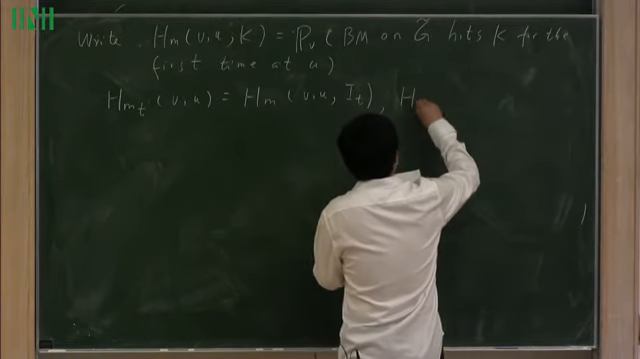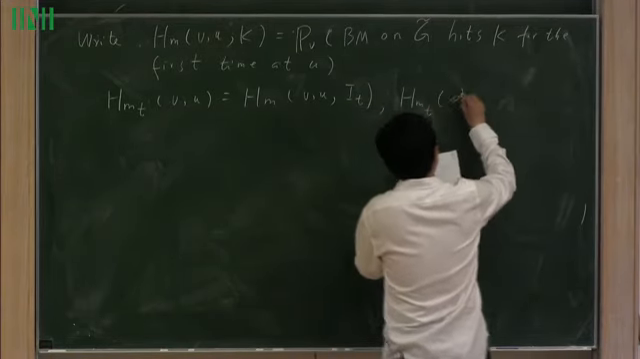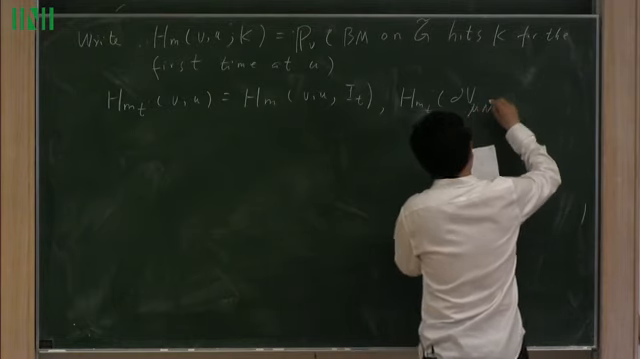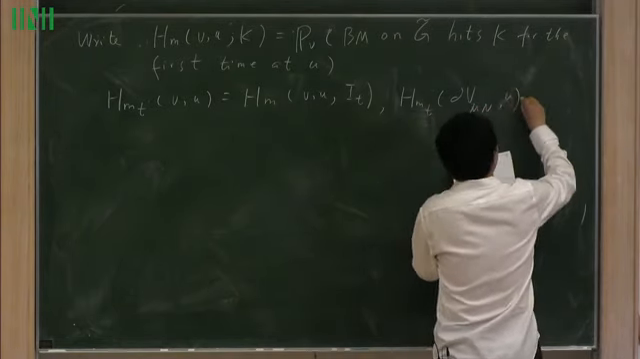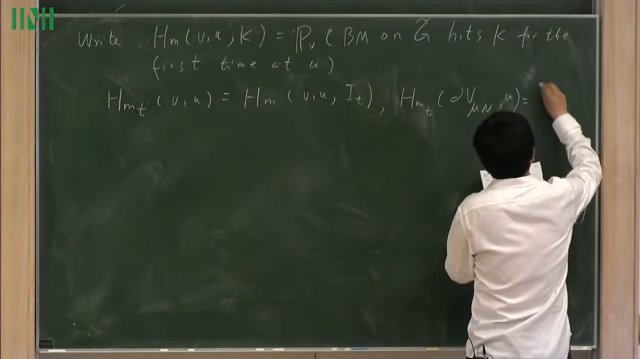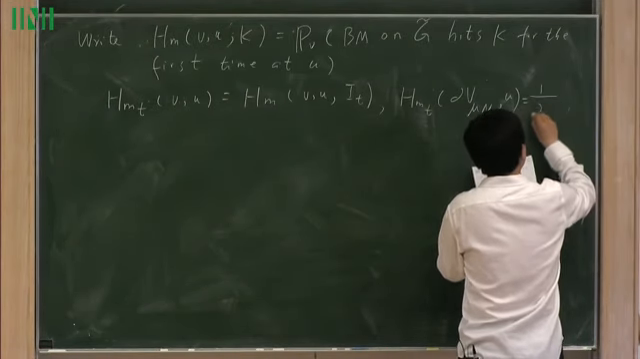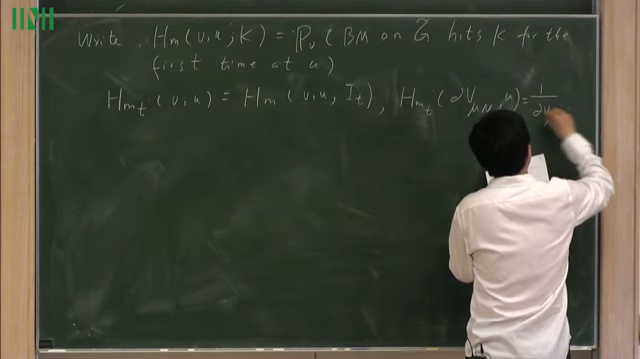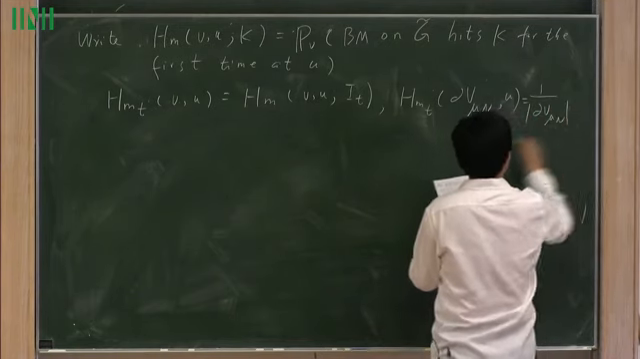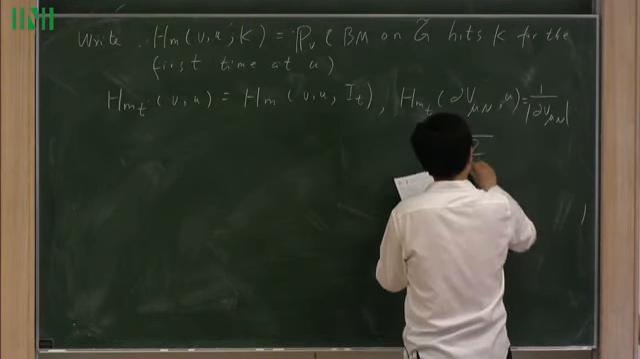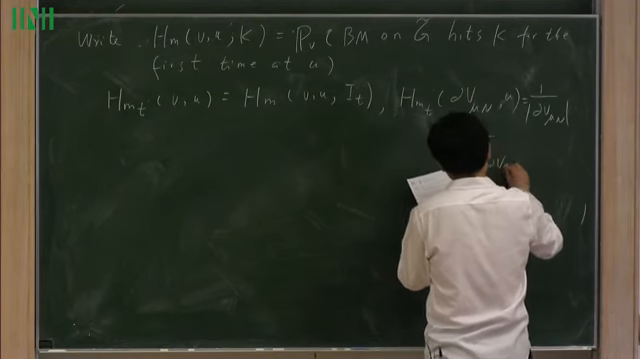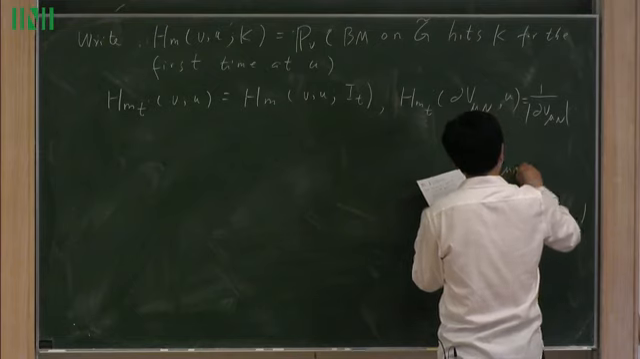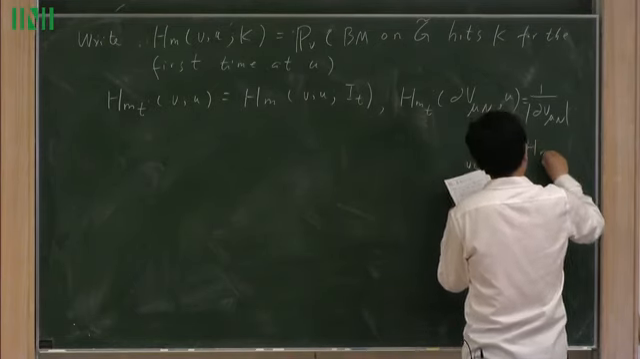And let's introduce yet another notation. This is just the average of the harmonic measure if we take a random point from the boundary of mu n.